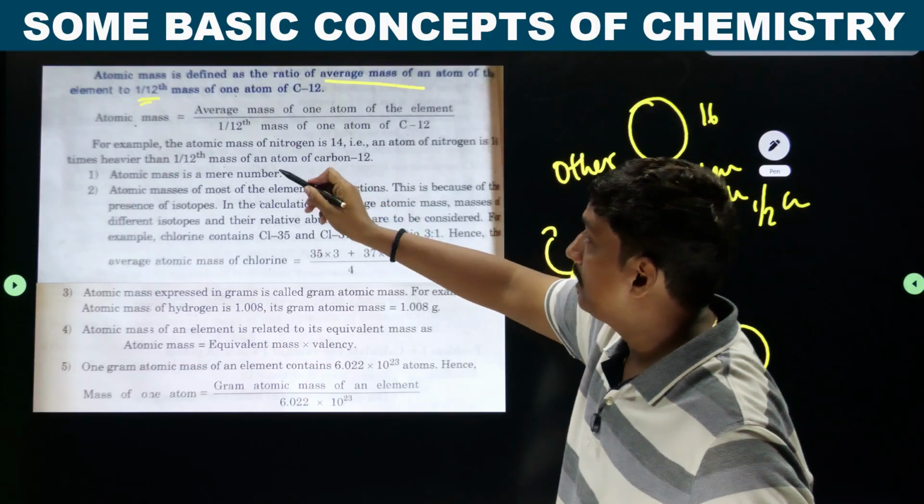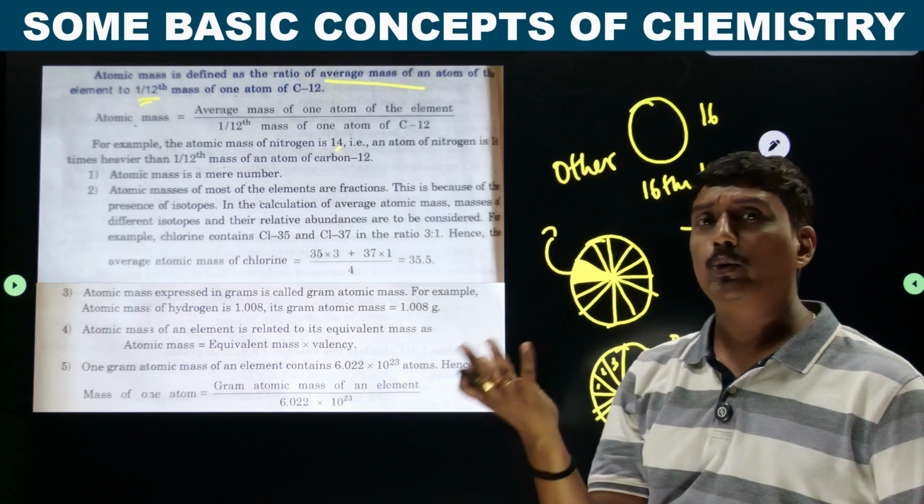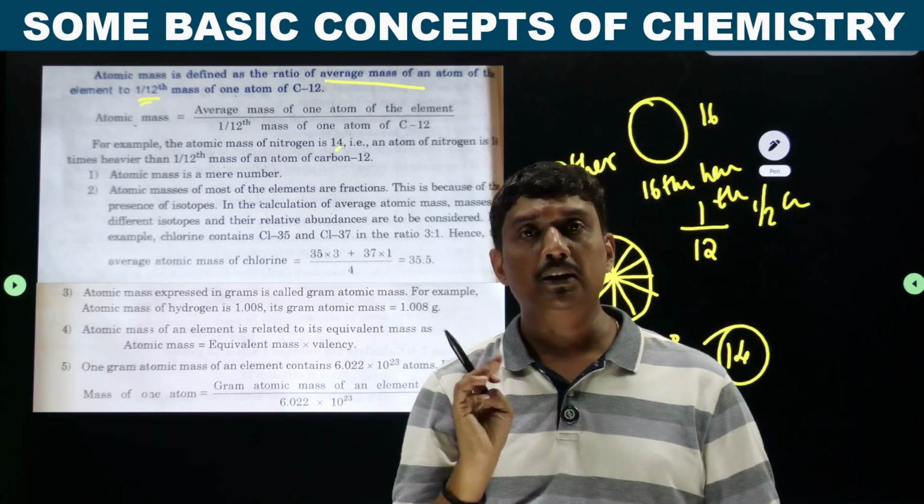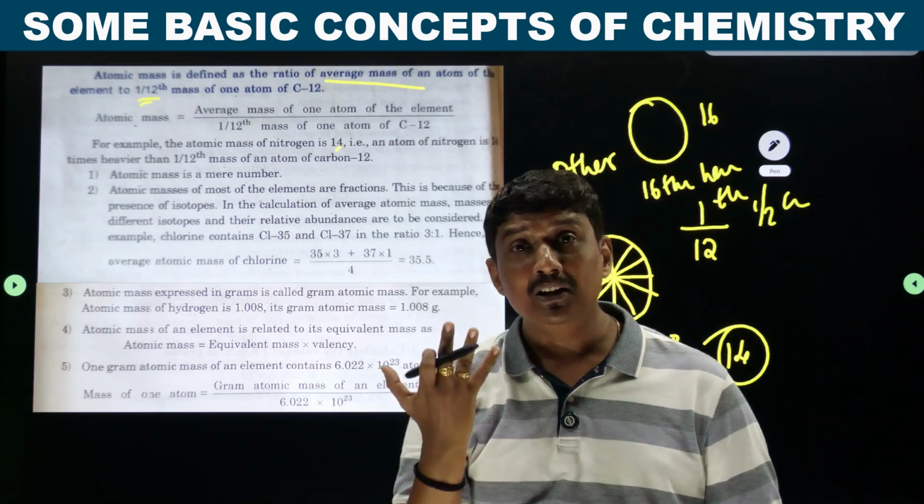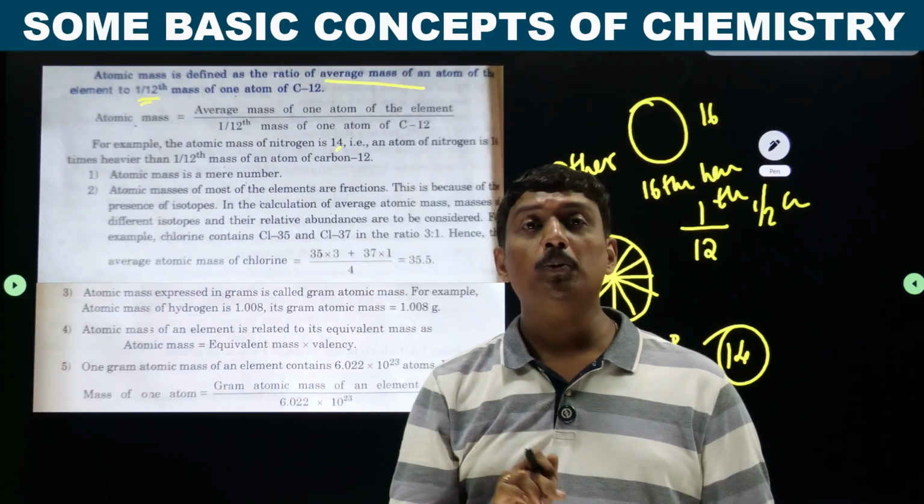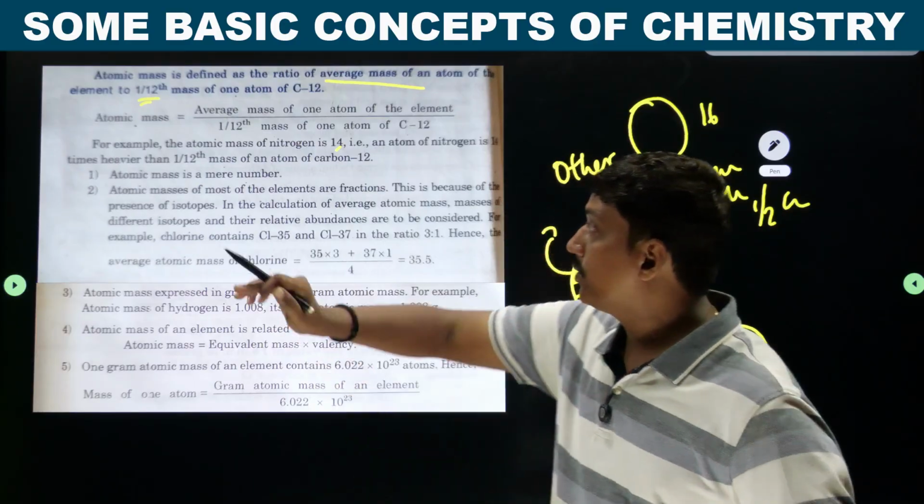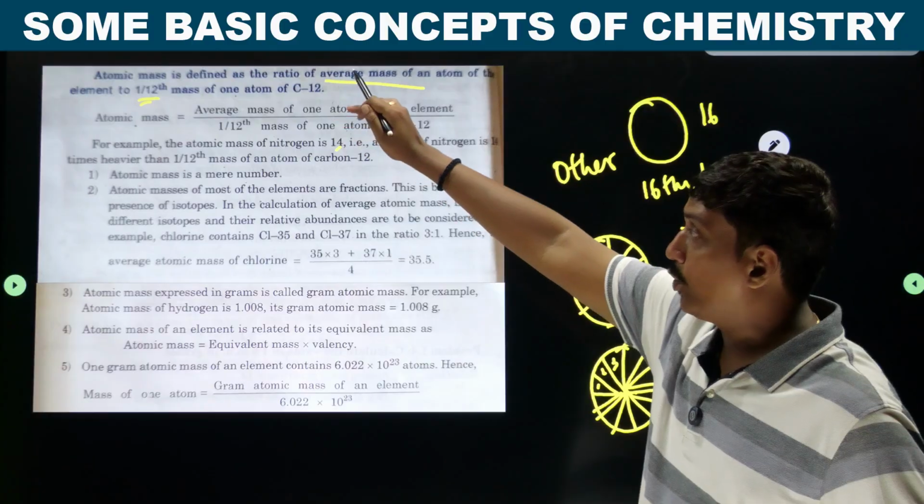This is the meaning of 14, 16, 8, 4. You take helium. What is the mass number of helium? It is 4. What is the meaning of that 4? It is 4 times heavier than 1/12th the mass of a carbon-12 isotope. So this is about atomic mass.